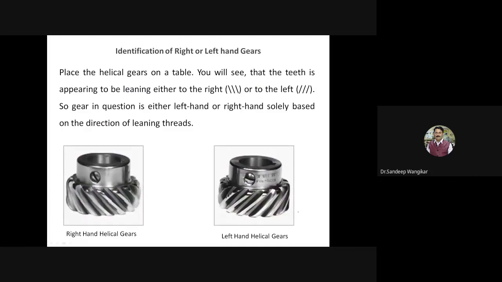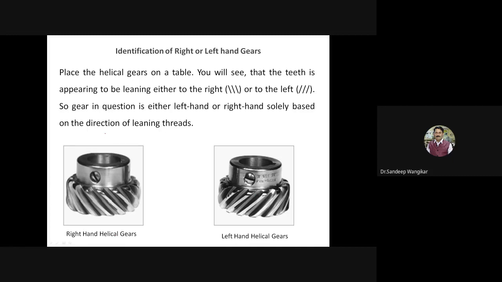Now, before going for the detailed introduction, let us see how to identify whether the gear is right hand or left hand. Place the helical gear on a table, and it appears to be leaning. Leaning means it is inclined to the right or inclined to the left. So we can easily identify it as a right hand or left hand helical gear. Another method is also there. This is the right hand helix and this is the left hand helix.